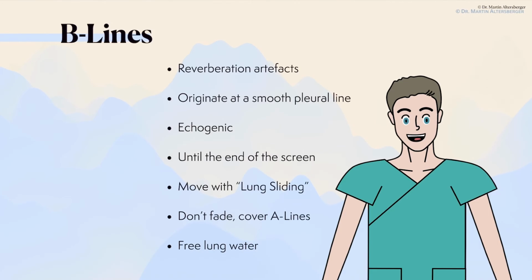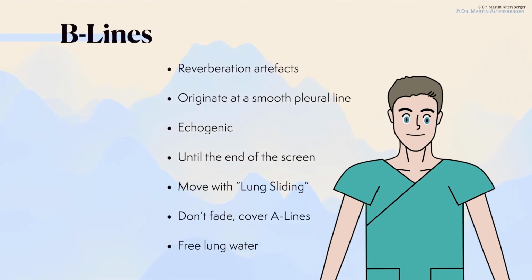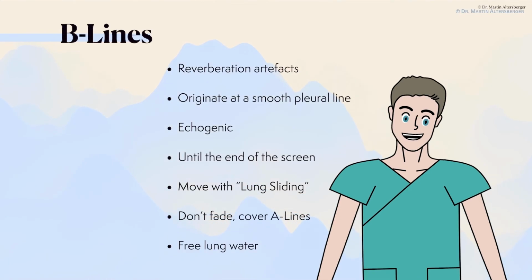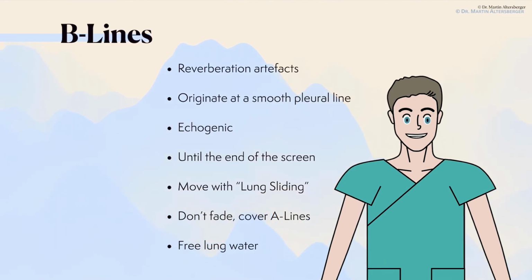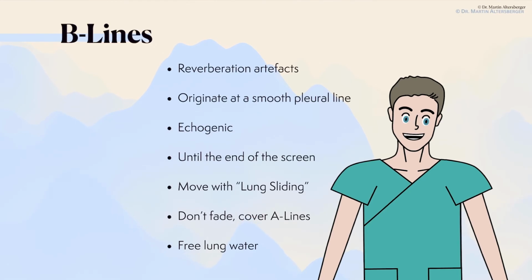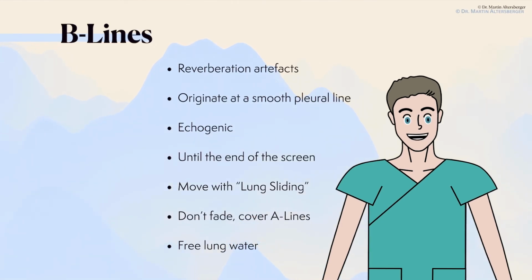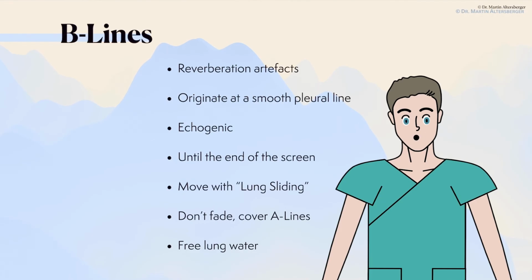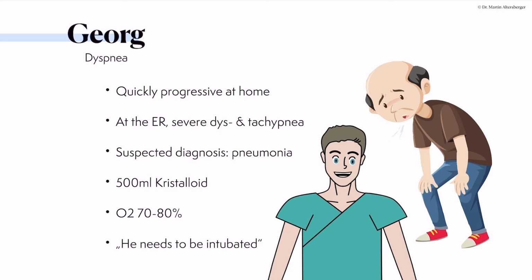B-lines are reverberation artifacts. They always originate from a smooth pleural line. They are echogenic, so hyperechoic. They do not fade until the end of the screen, depending on where you still see B-mode imaging. They always move with lung sliding. They cover other artifacts such as A-lines, and they are a sign of free lung water. I want to emphasize it really has to be a smooth pleural line to call the artifacts B-lines.